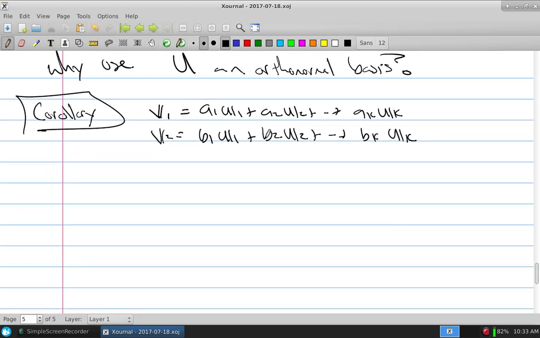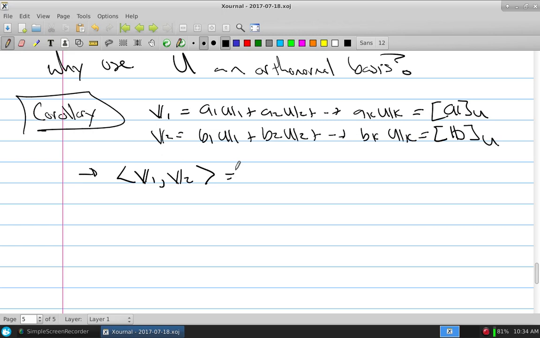So I have these two vectors within my inner product space. What I've done is resolve V1 into coordinates, we'll call them A, within the orthonormal basis, and resolve V2 into coordinates, let's call them B, of the exact same orthonormal basis. It can be any orthonormal basis, but we're using the same one for each. Then, if I want to find what the inner product of V1 and V2 is?